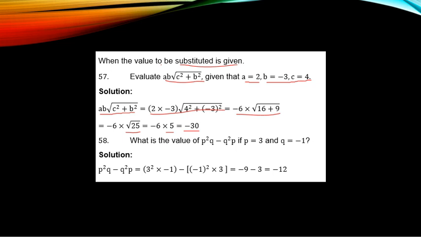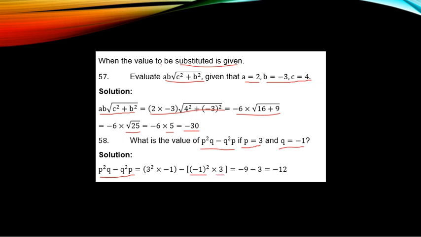Example 58, what is the value of P squared Q minus Q squared P if P is equal to 3 and Q equal to minus 1? You simply write the expression and insert the respective values, noting the minus value. So the first term, you have 3 squared times minus 1, minus bracket open, minus 1 squared. Note the way I'm writing it. You are squaring both the minus and the number, then times 3.